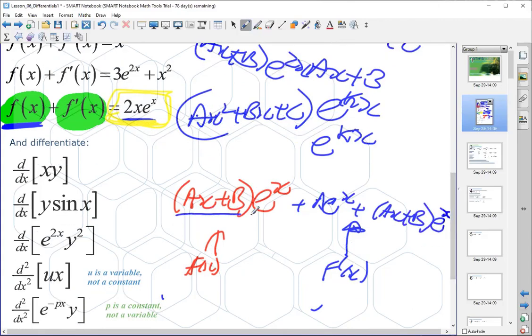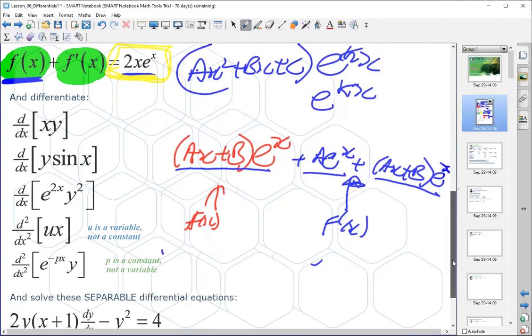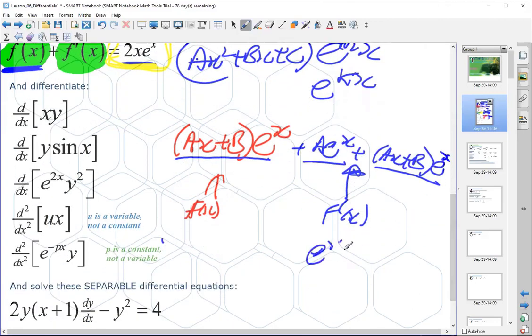So you've got an ax plus b e to the x, you've got another ax plus b e to the x, and you've got an a e to the x. So let's factorize the e to the x out from there. And then what does that give us in the brackets? You get a plus ax plus b.